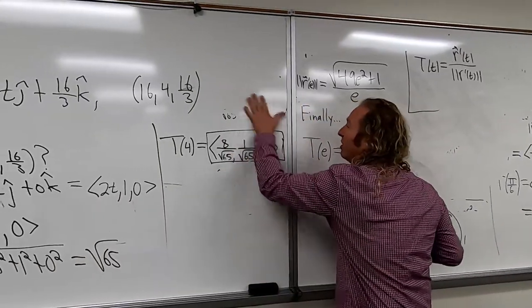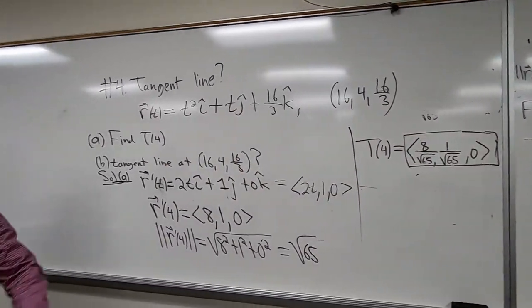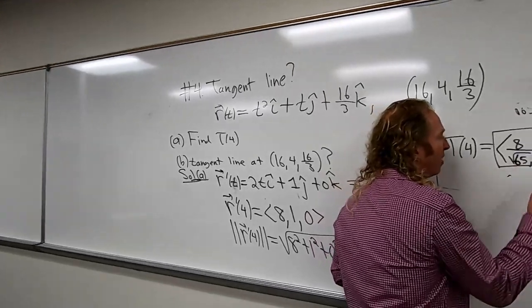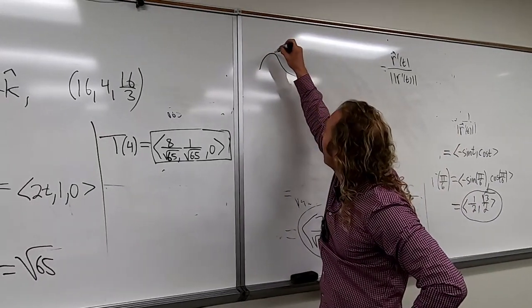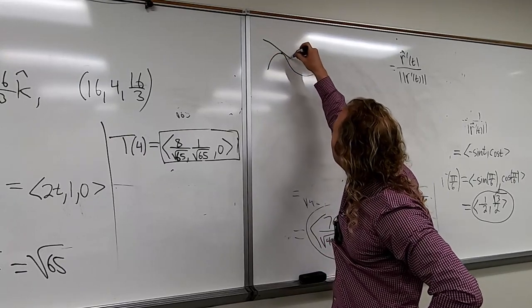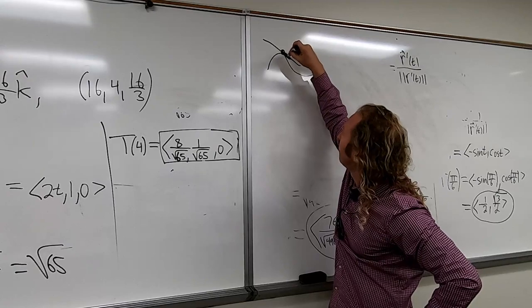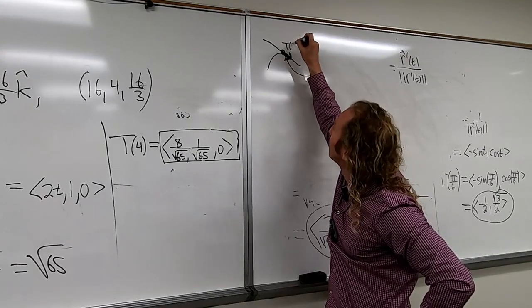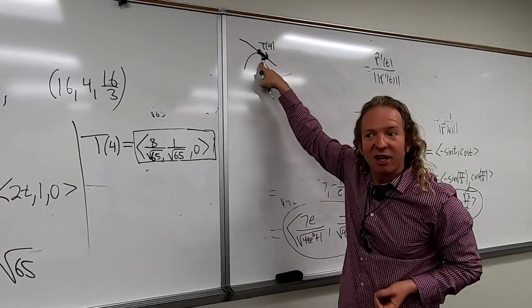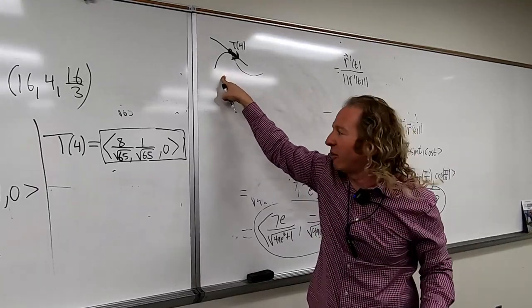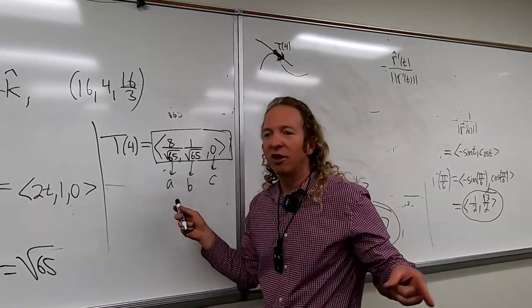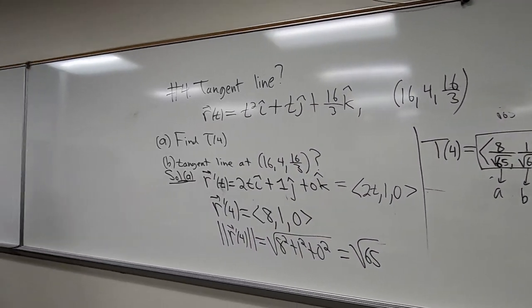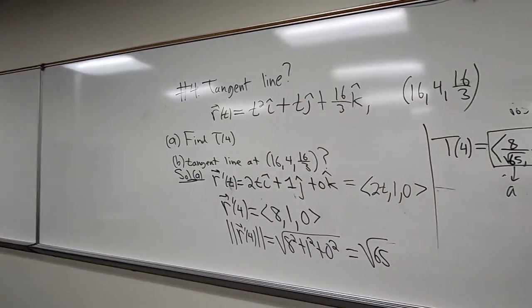So that's that one. This is the tangent vector. So we're looking for the equation of the tangent line. If you think about the graph, let's say we have a graph, and we're looking for this tangent line. This little vector here will be T of 4. So T of 4 is on the line. In particular, it's parallel to our line, so it's our parallel vector. So this is our A, this is our B, and this is our C. Do you remember what these are called? The ABC direction numbers. And this is your direction vector.